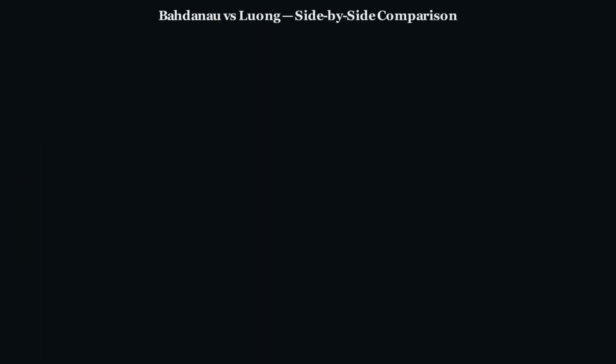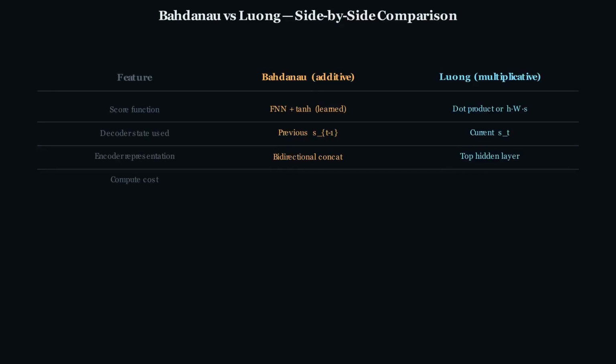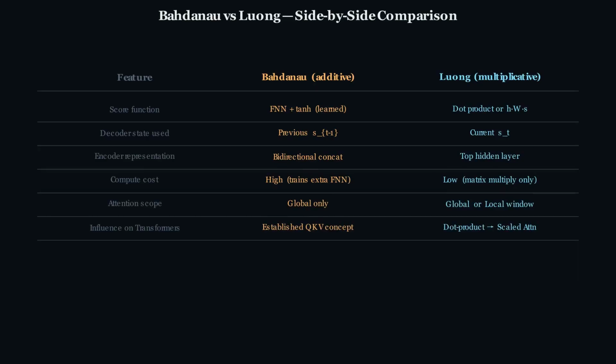Let's compare the 2 architectures directly. Bahdanau uses a trained feed-forward network and the previous decoder state. Expressive but slow. Luong uses a simple dot product and the current state. Fast and easily parallelized. Luong's dot product idea directly inspired the scaled dot product attention in the 2017 Transformer paper.